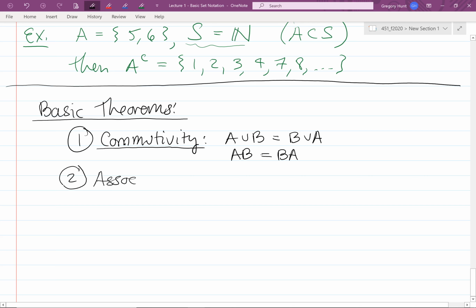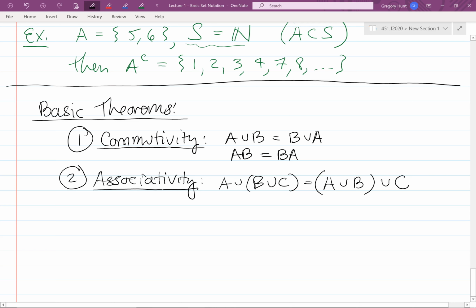Associativity means I can draw my parentheses wherever I want. So A union B union C, I could change where my parens are without a penalty. That is the same thing as A union B union C, and that's true for intersection. A intersection B intersection C is the same thing as A intersection B intersect C.